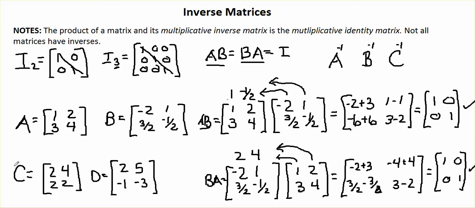Now I would like you to test matrix C and D and see if matrix C and D are inverses of each other. Remember, you need to multiply them both forwards and backwards, because matrix multiplication is not commutative, you need to test both. So go ahead and do that.